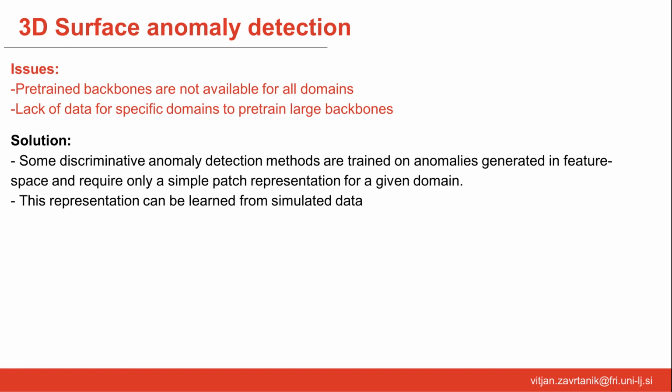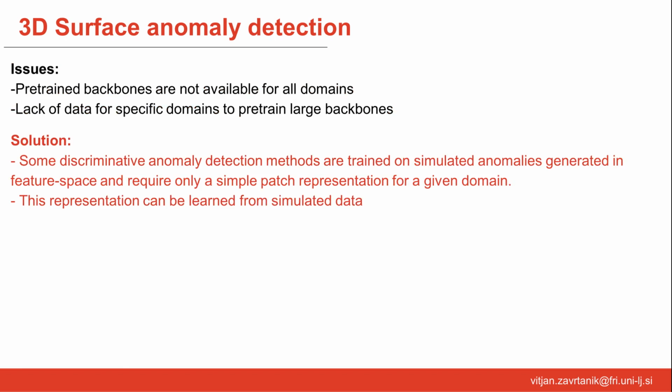A wide variety of methods have been proposed to tackle anomaly detection in RGB images. However, some anomalies can be difficult to detect in RGB and require additional depth information. Simply applying RGB anomaly detection methods to 3D anomaly detection can be challenging since many top-performing anomaly detection methods require large pre-trained backbones which are simply not available for the industrial depth domain. Efficient large backbones are also difficult to train due to the lack of domain-specific datasets.